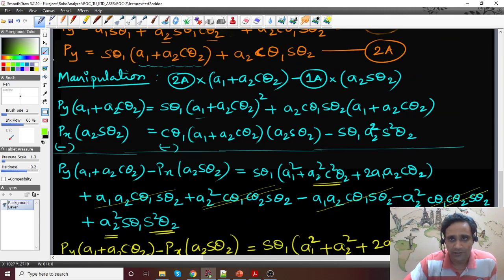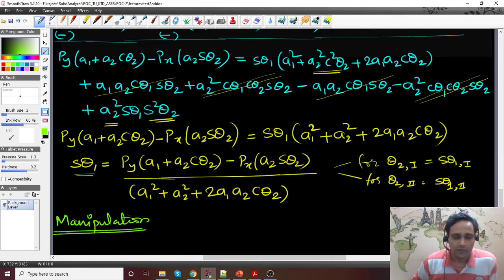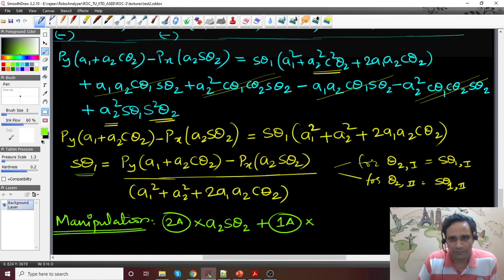We have equation 1a and 2a. We'll just change the way these are multiplied, and instead of subtracting, we'll just add those equations. So the manipulation is: equation 2a into a2 sine theta 2 plus equation 1a into (a1 plus a2 cos theta 2).